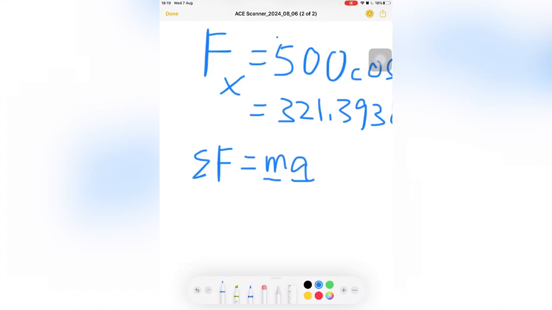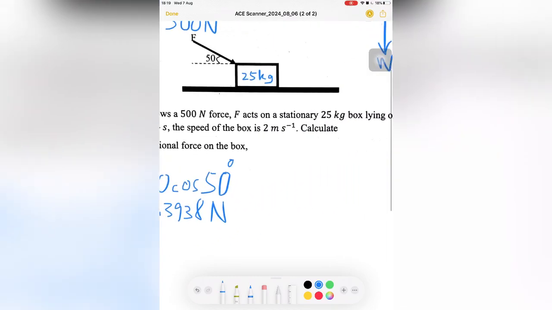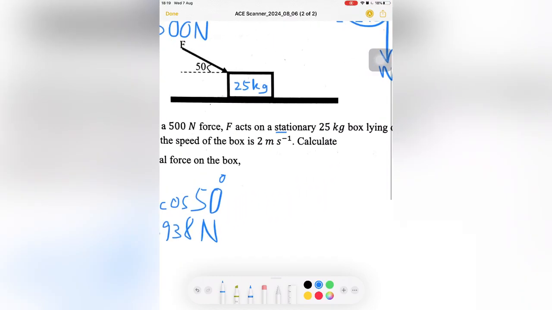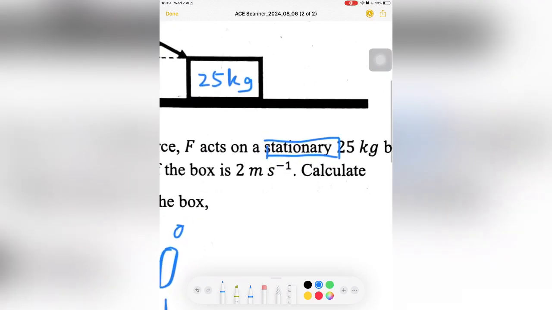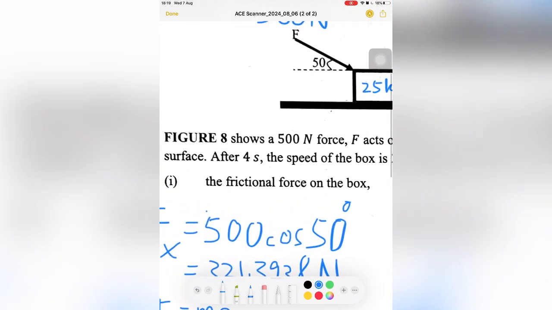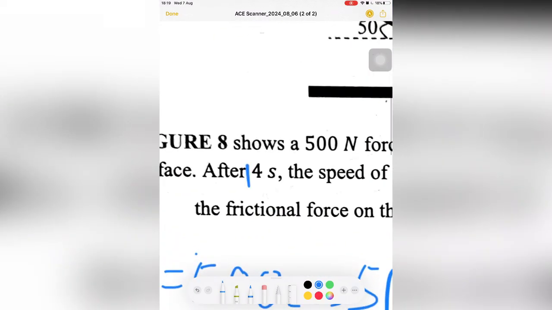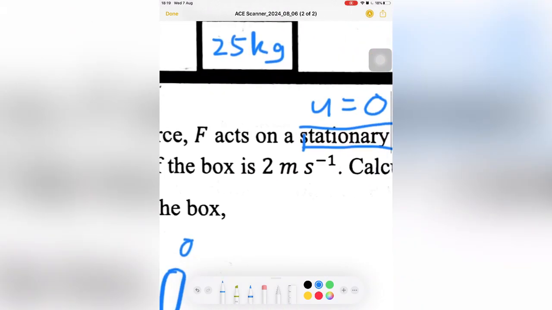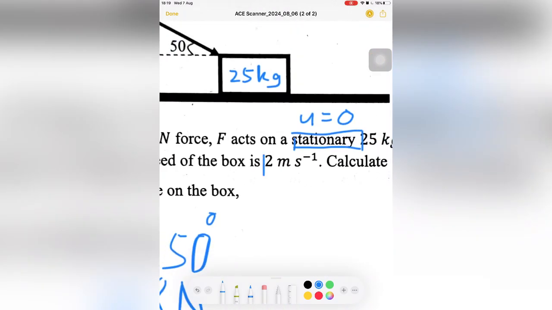So let's see the question again. Stationary. So at first the box is stationary, which means the velocity is 0. So the initial velocity is 0. Here it says after 4 seconds, so that 4 seconds is the time. The speed of the box is 2 m/s, so this is the final velocity.